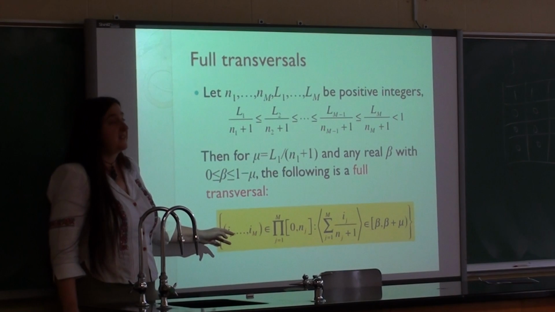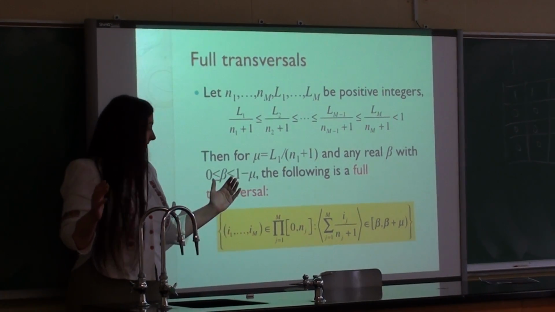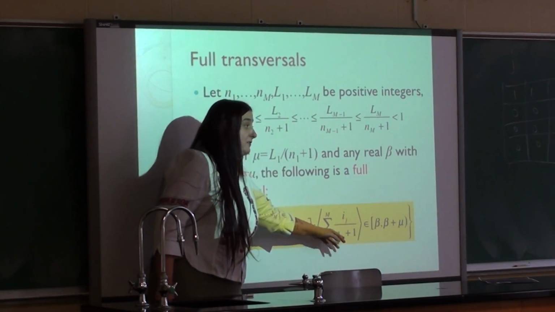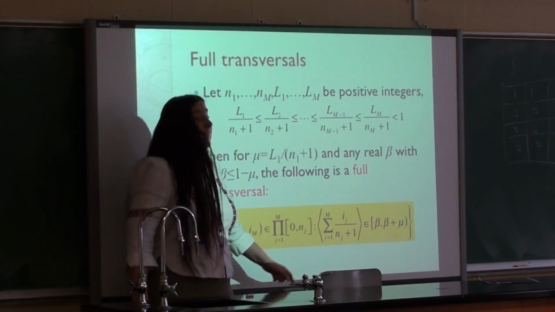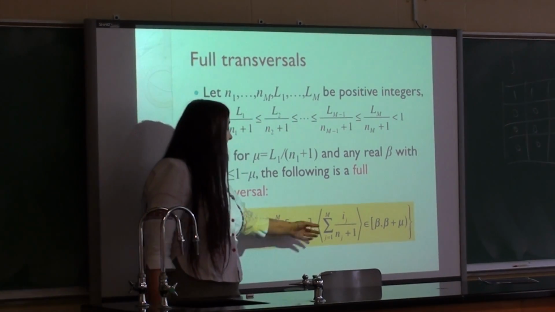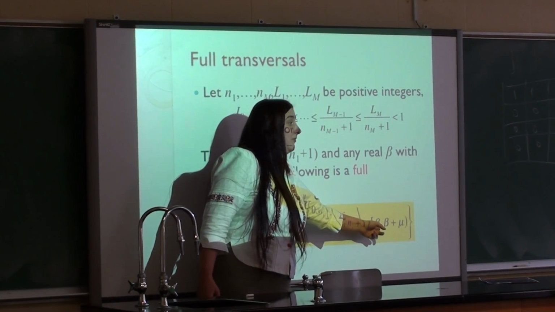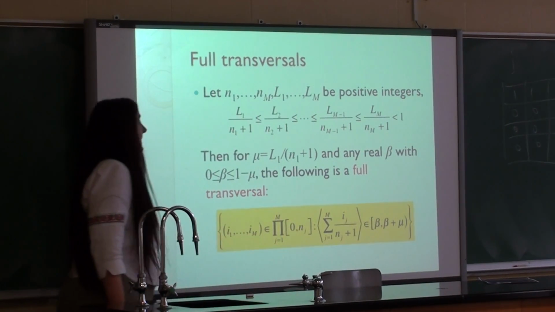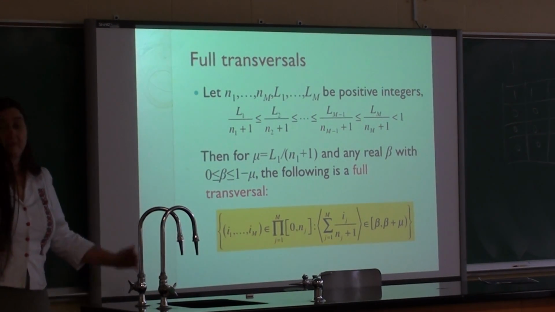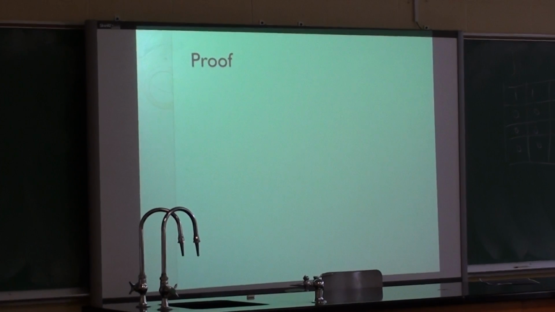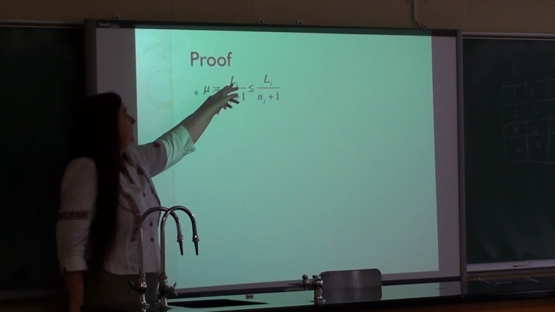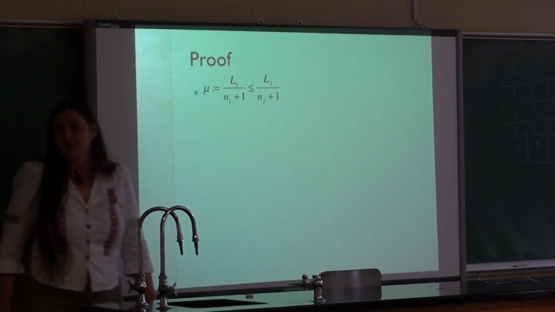Take all those entries from the possible entries that have this property. I add up the entry i sub j divided by n sub j plus 1 for all the n values. I get a number. Take its fractional part and take only those entries where this fractional part falls into this interval of length mu. I claim this is going to be a full transversal for m-dimensional parameters. And I will give a proof for that. So let's remember that mu was the smallest of the L over n plus 1.